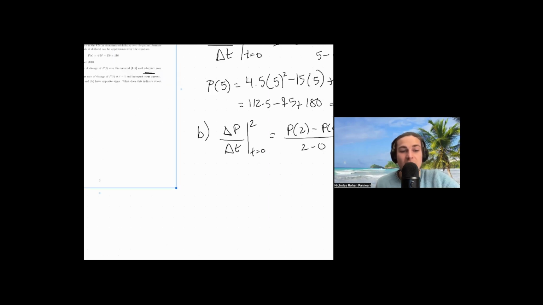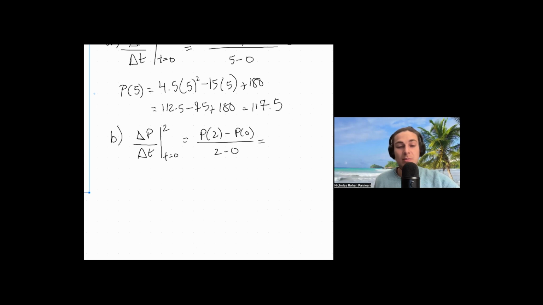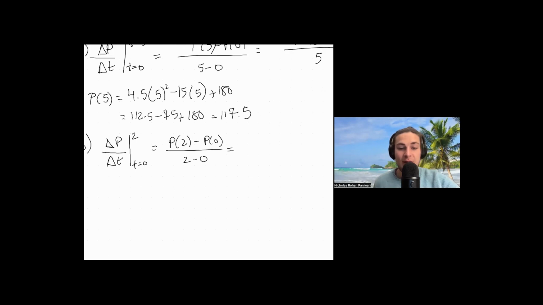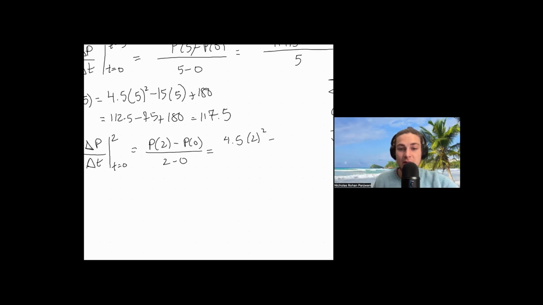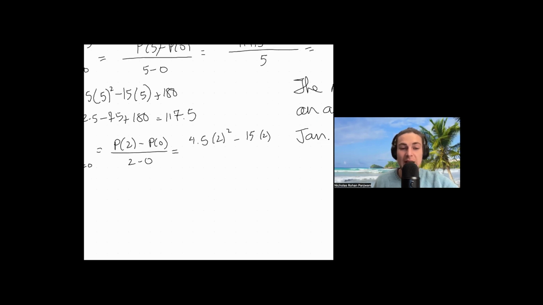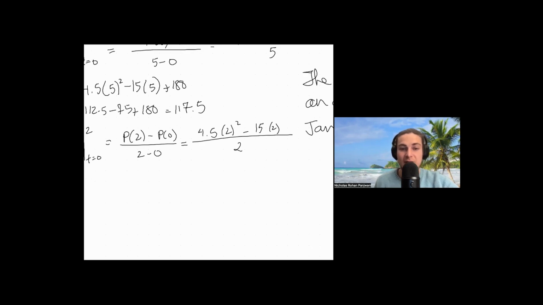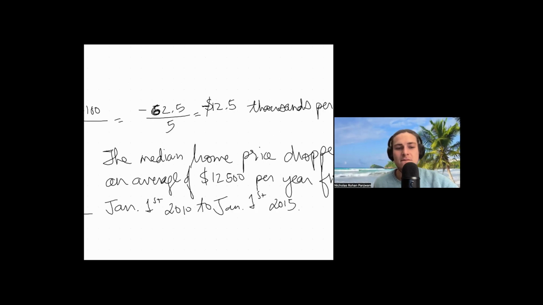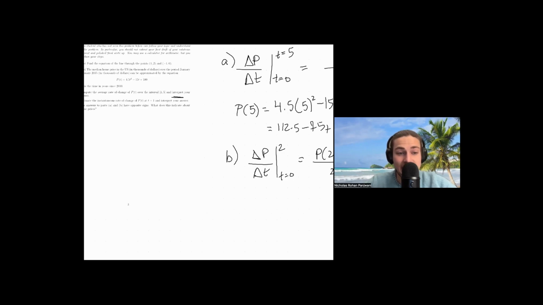Okay, back to this instantaneous rate of change estimate. So P of 2, we know that P of 0 is 180 still, but so P of 2 is 4.5 times 2 squared minus 15 times 2 plus 180, and then our P of 0 gets the minus 180 taken care of. So it's effectively this. 4 times 4.5 is 18. 15 times 2 is 30. So 18 minus 30 over 2, negative 12 over 2, so negative 6.